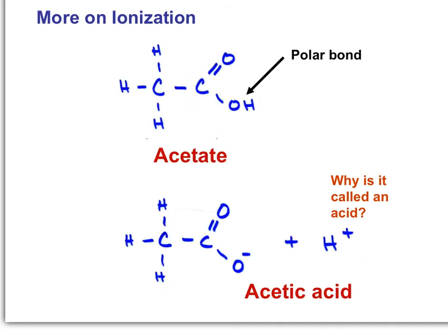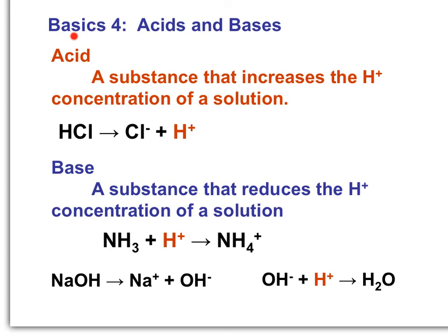In this diagram, we can see acetic acid. The molecule is here, and it has a polar bond right here between the oxygen and the hydrogen. It dissociates. The acetate then takes on a negative charge as the hydrogen is released, and the hydrogen is a positive charge. By releasing the hydrogen ion, increasing the hydrogen ion concentration in the solution, molecules like acetic acid would be called acidic.